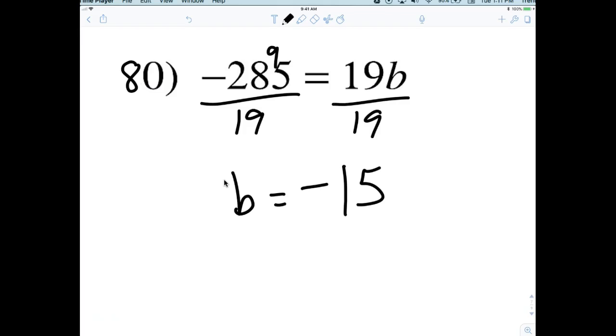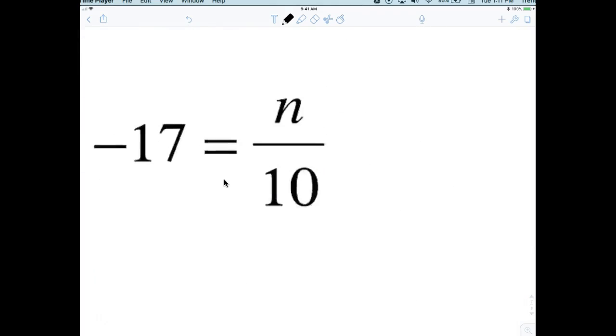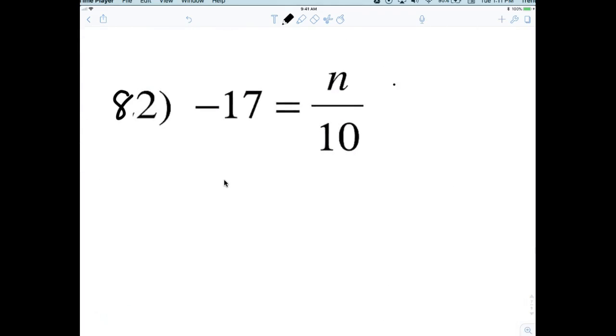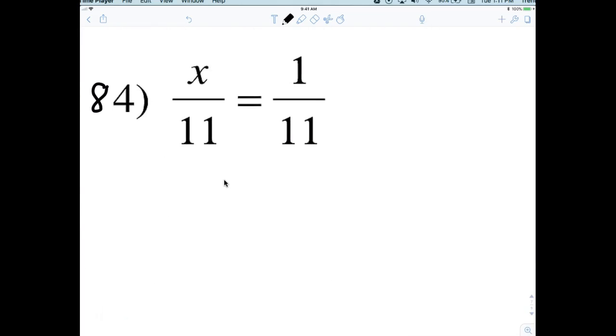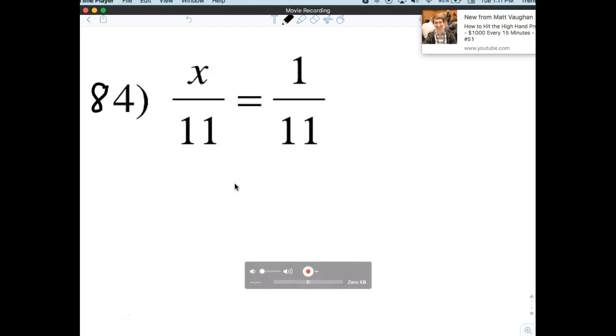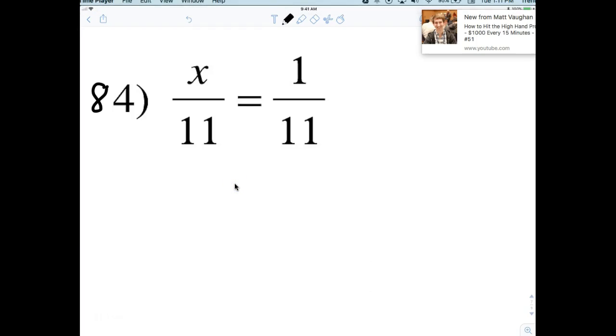Now let's go back to 82. Dividing by 10 means I'm going to multiply by 10. So n is equal to -170. You guys should be good at that. All right, let's check out 84. Wow, that one's really easy. Now listen, don't even think of this as a problem. Look up, please, guys. I want to try to show you something. It never ceases to amaze me how people don't look at that and say what?